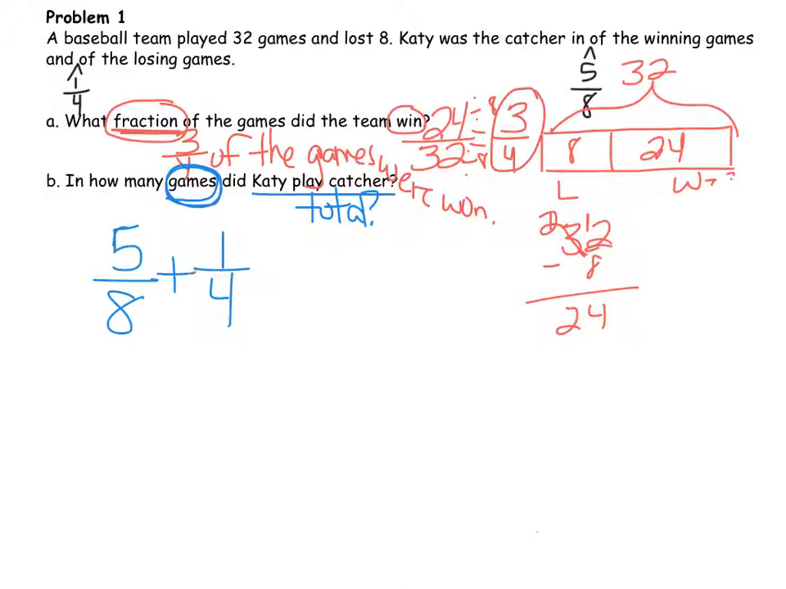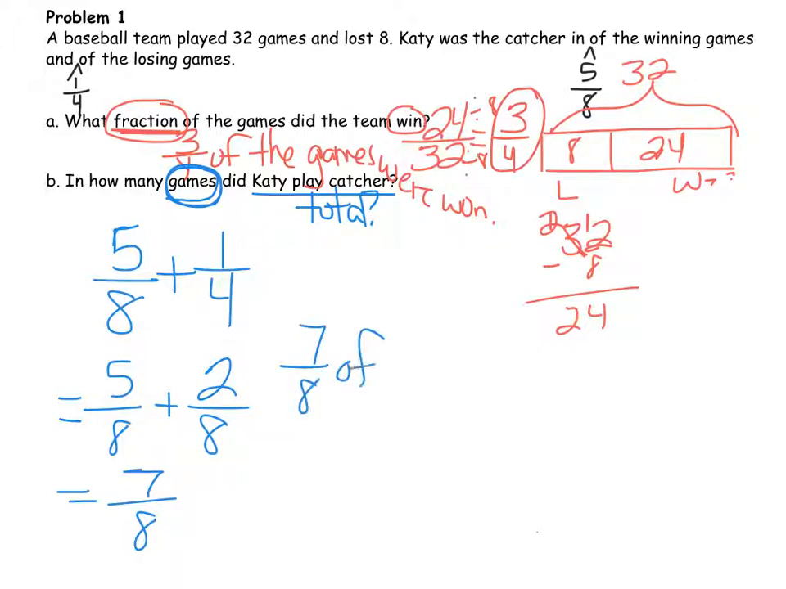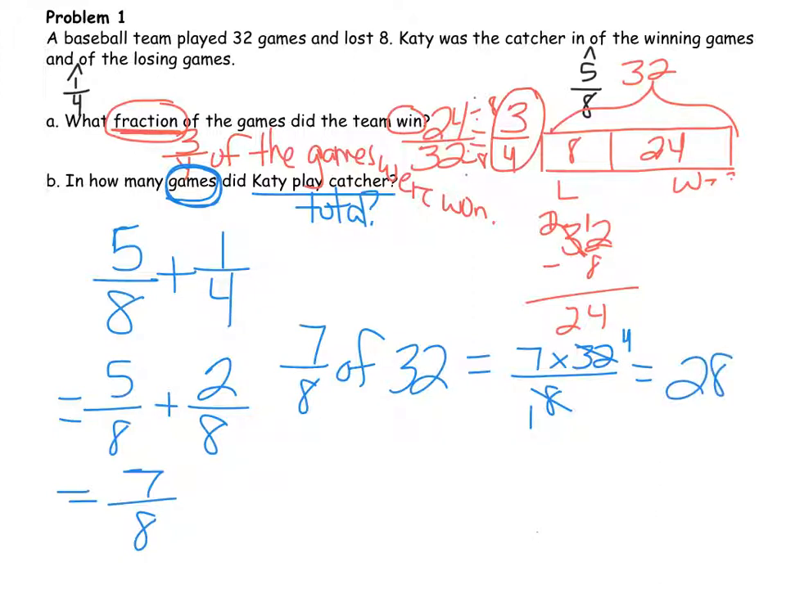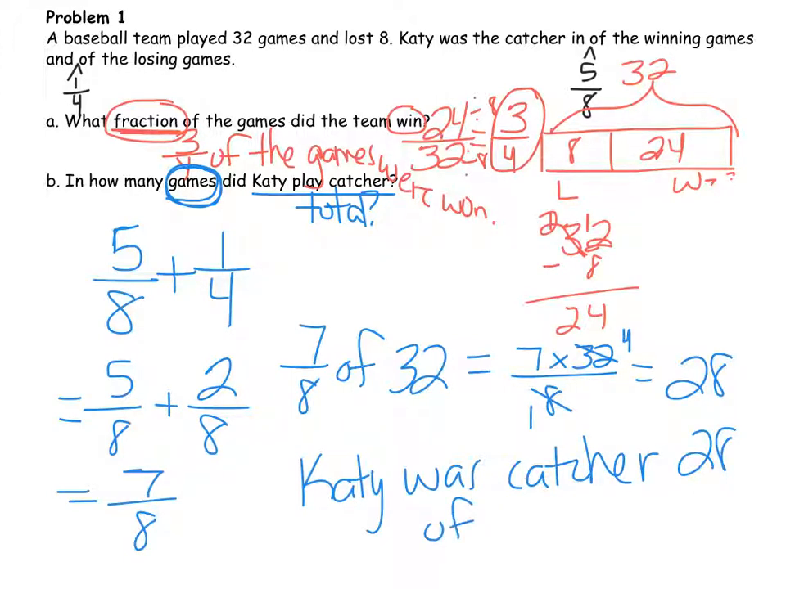Well, I could add these up. Well, I got to get a common denominator. So 5/8 plus, well, I can get 4 to 8 times 2, 2 times 1 is 2. So 5 plus 2 is 7/8. So she was catcher for 7/8 of, well, how many games were there? 32. So let's multiply. 7/8 times 32. I can simplify. 32 divided by 8 is 4. 8 divided by 8 is 1. 7 times 4 is 28. So Katie was catcher, whether they won or lost, 28 of the games.